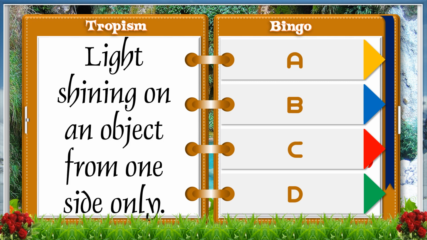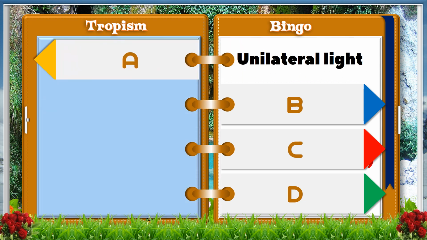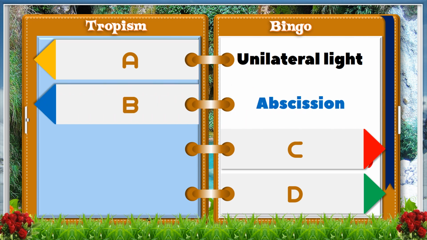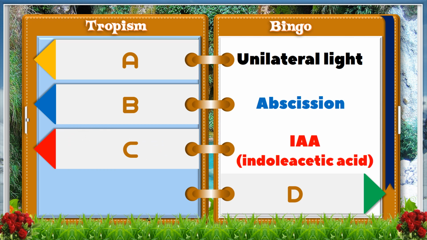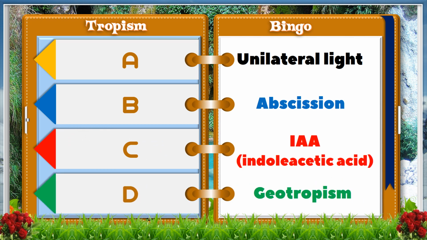Light shining on an object from one side only. A, unilateral light. B, abscission. C, indole acetic acid. D, geotropism. And the answer is A, unilateral light.